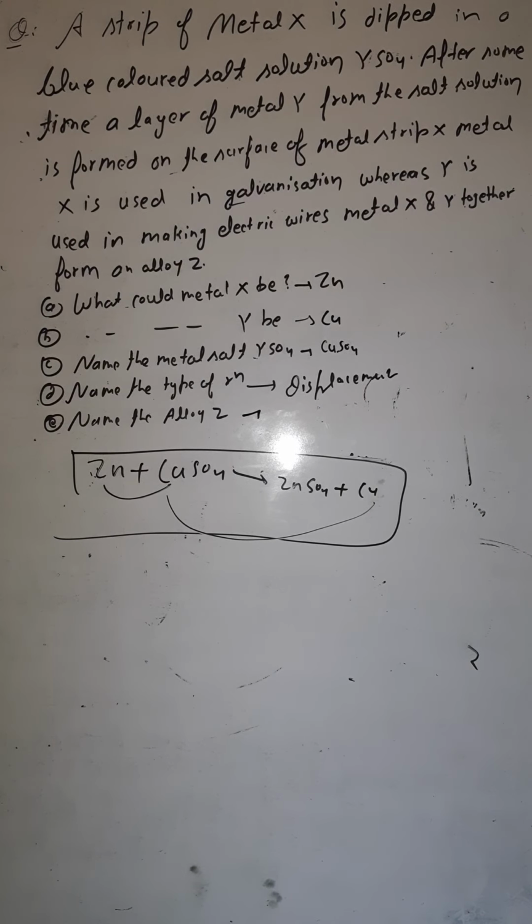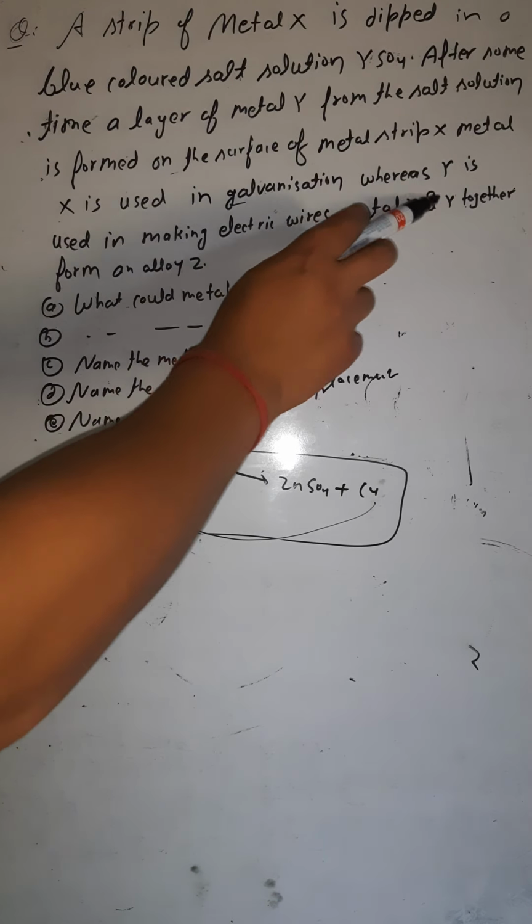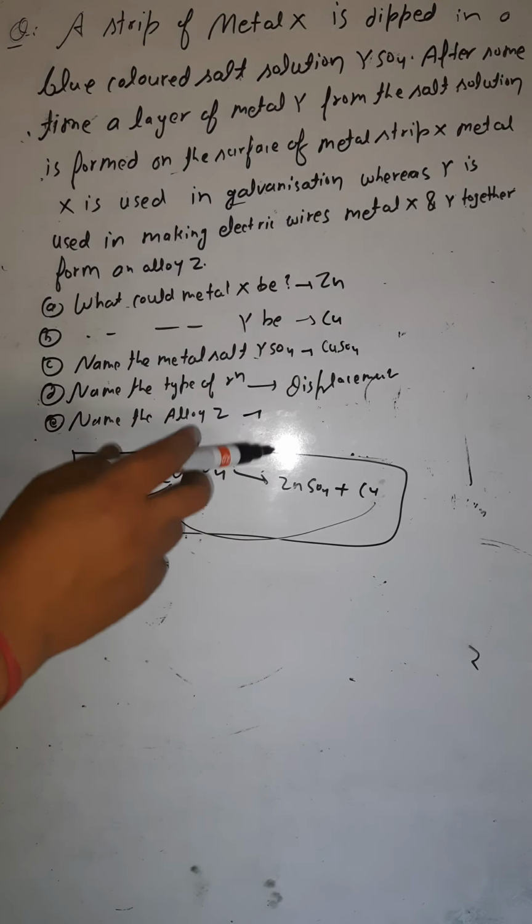Now question number 4. Name the alloy Z. Alloy Z means when you are mixing X and Y, means when you are mixing zinc and copper, what do they form? They form an alloy known as brass. So name the alloy Z. So Z is what here? Z is brass, BRASS. So this is how you do this question. Okay, just note it down. Let's do the second question then.